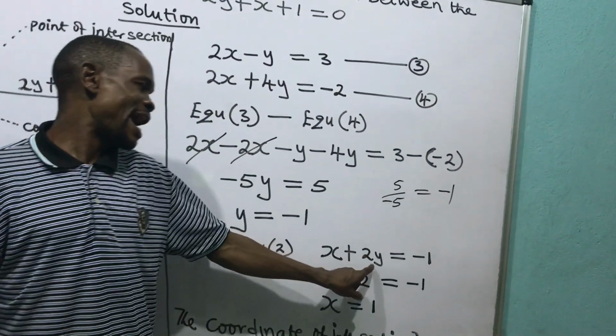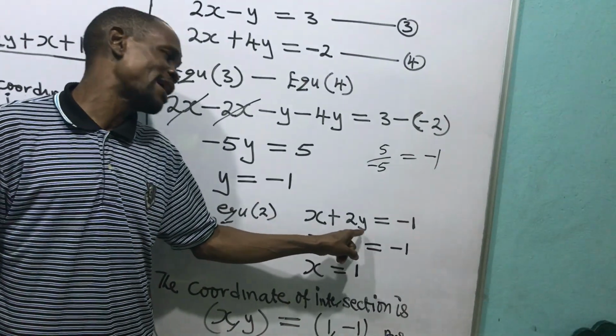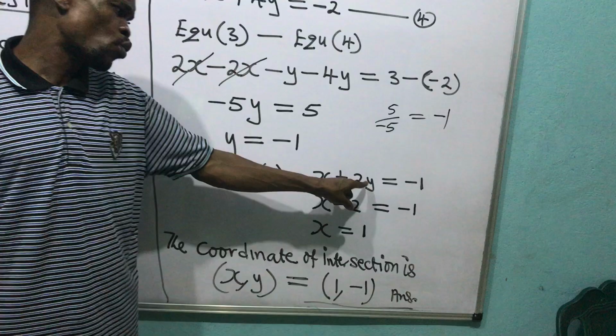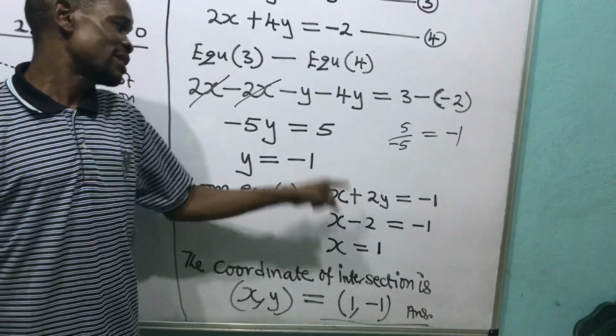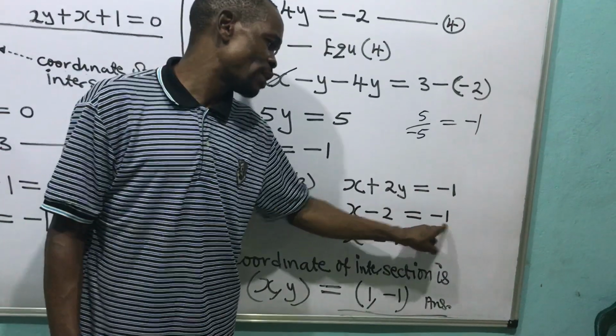Then now, I have already known my y, which is minus 1. I substitute to what? Minus 1 for y. It becomes 2 times minus 1. Because y is already minus 1, times 2 will give me minus what? 2, and it equals minus 1.